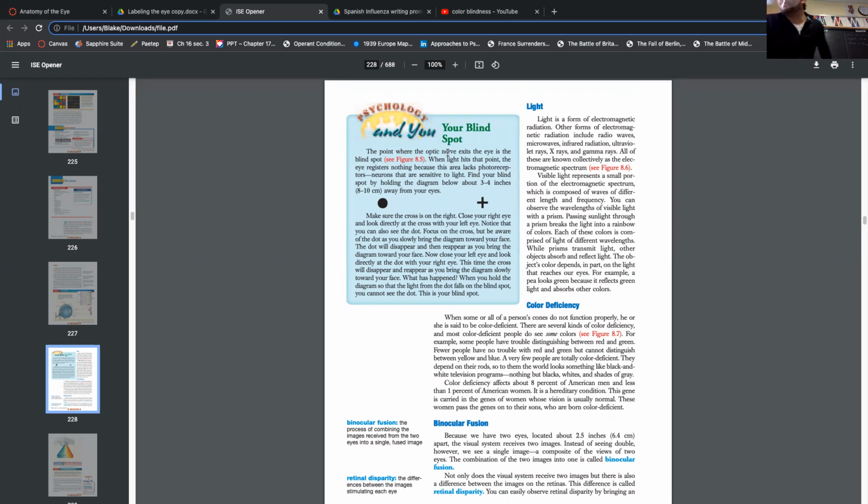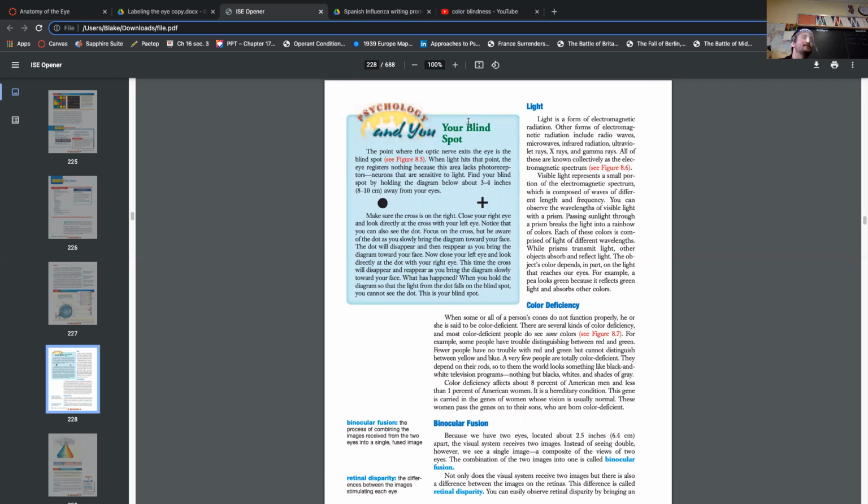The point where the optic nerve exits the eye is a blind spot. When light hits the point, the eye registers nothing because the area lacks photoreceptors, neurons that are sensitive to light. Find your blind spot by holding the diagram below about 3 to 4 inches away from your eyes. So you have to hold it pretty close. Make sure the cross is on the right. Close your right eye, then look directly at the cross with your left eye. Notice that you can see the dot. Focus on the cross, but be aware of the dot as you slowly bring the diagram toward your face. The dot will disappear eventually.